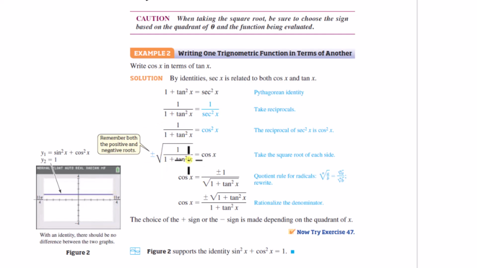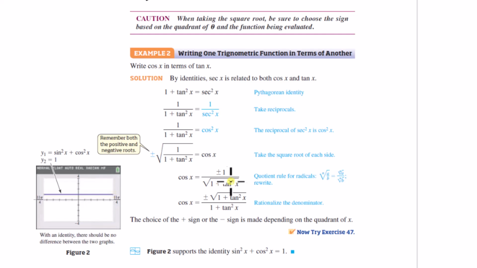Take the square root of both sides, plus or minus, and then they simplify a little bit, putting the square root up here as plus or minus 1 and putting the square root down here. And then they rationalize and get this. You can put that plus or minus wherever you want, because the 1 plus tangent squared of x is always going to be positive.